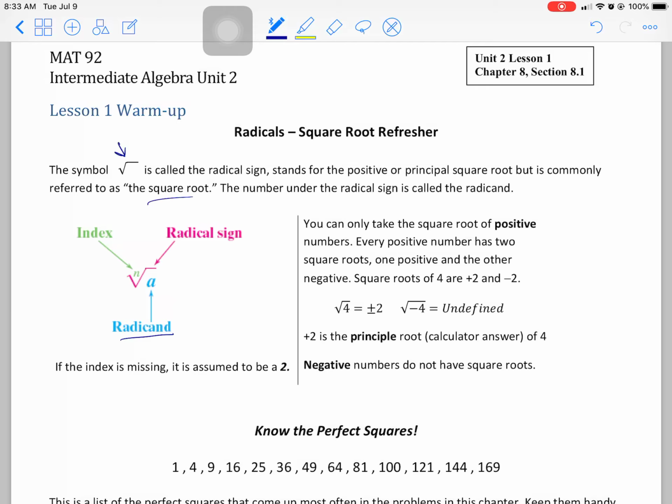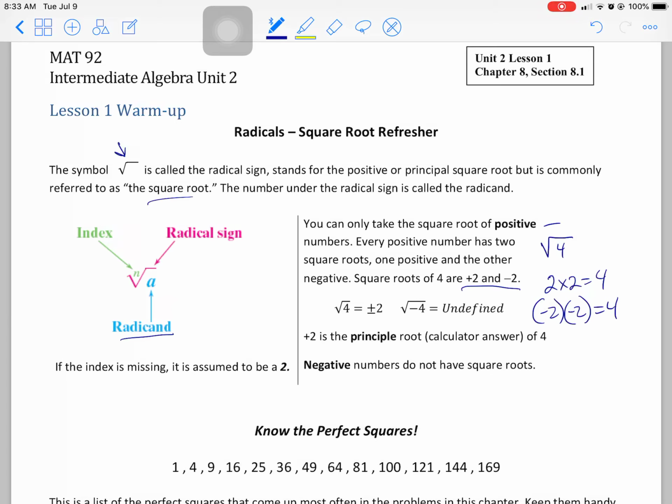Okay. You can only take the square root of a positive number. Every positive number has 2 square roots, one positive and one negative, because let's say the square root of 4. 2 times 2 is 4. Negative 2 times negative 2 is a positive 4. So both are roots of 4.